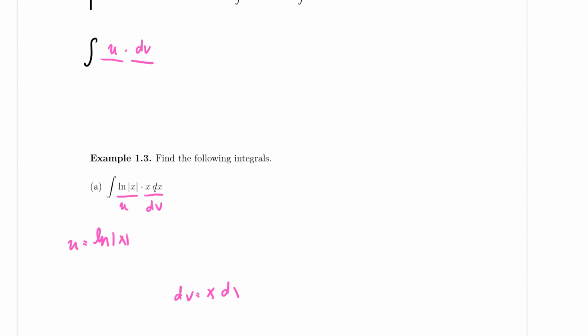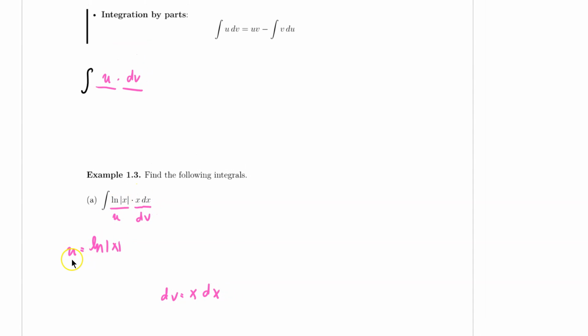So my u is going to be log of absolute value of x, and my dv is x dx. Now, if I choose u and dv correctly, I should be able to take the derivative of u to find du, and I should be able to integrate dv to find what v is. So once I pick u and dv, I have to find du and v as well. For du, I just need to take the derivative of this. The derivative of log of absolute value of x is just 1 over x dx.